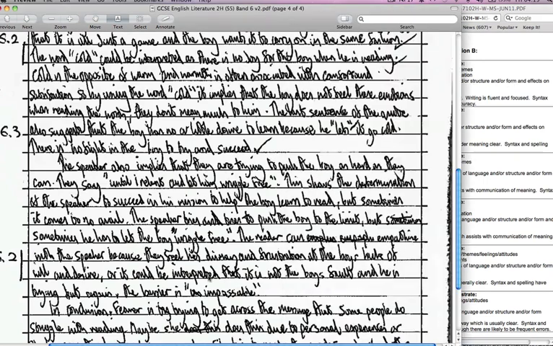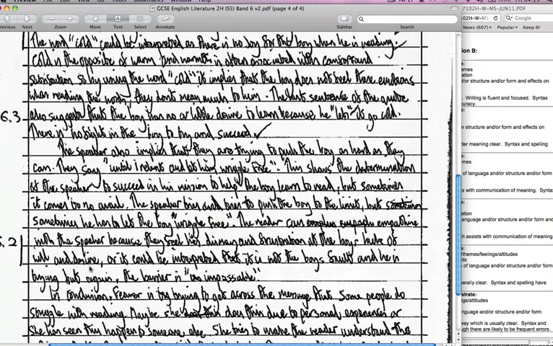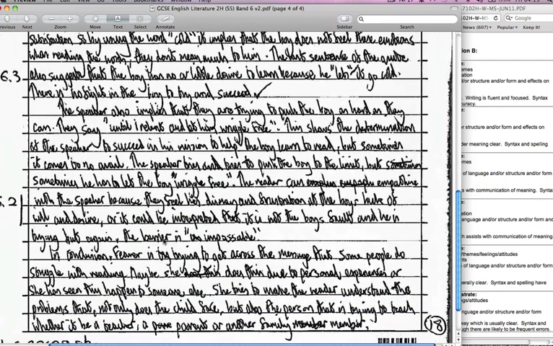The reader can empathize with the speaker because they feel her dismay and frustration at the boy's lack of will and desire. Or it could be interpreted that it is not the boy's fault and he is trying, but again the barrier is impossible. That's an excellent use of perceptive analysis. He's looking at it from both points of view, and try and do that.